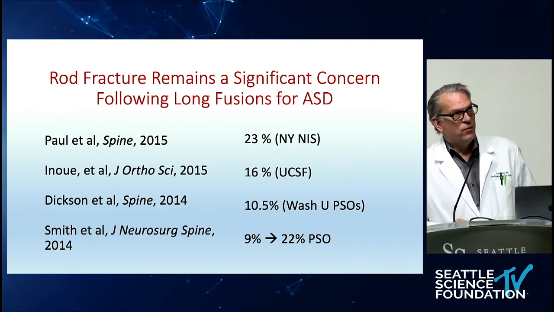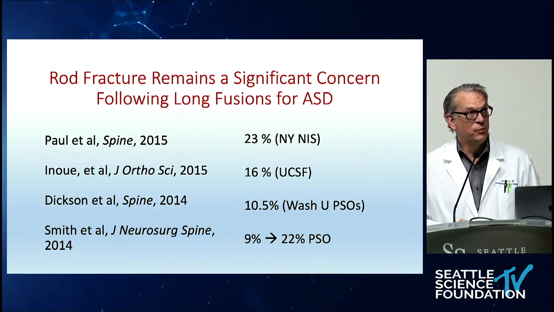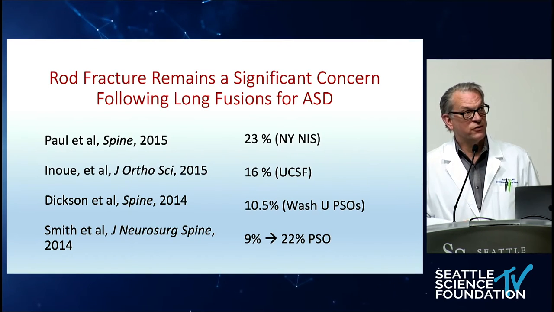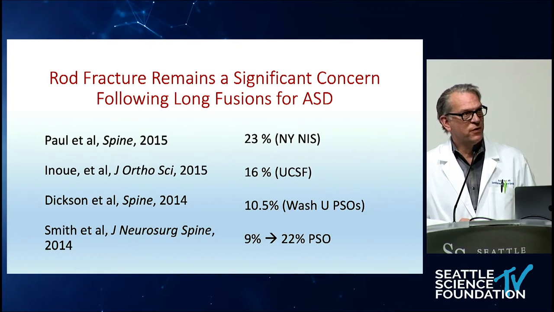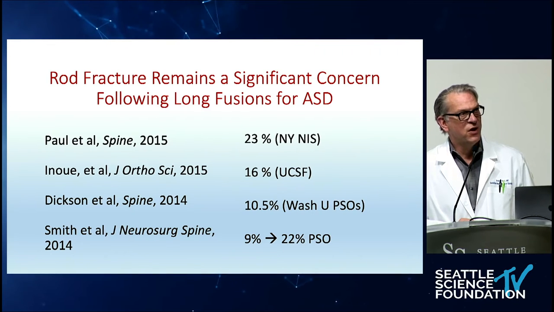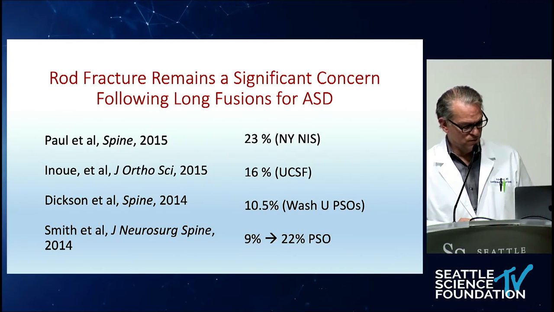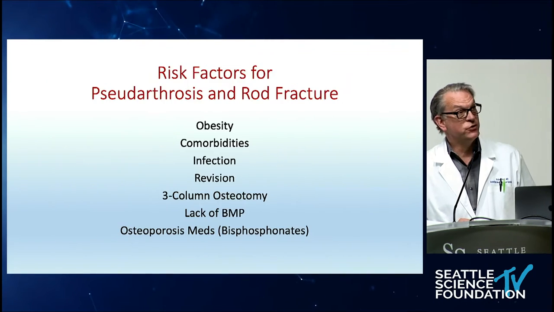So we know that rod fracture remains a significant concern following long fusions, really for any purpose, but most long fusions in this country are done for adult spinal deformity, leaving out fusions in pediatric patients. These are the numbers from notable centers, including the ISSG data, with at least a 10 to 20 or more % risk of rod fracture over time following longer fusions.